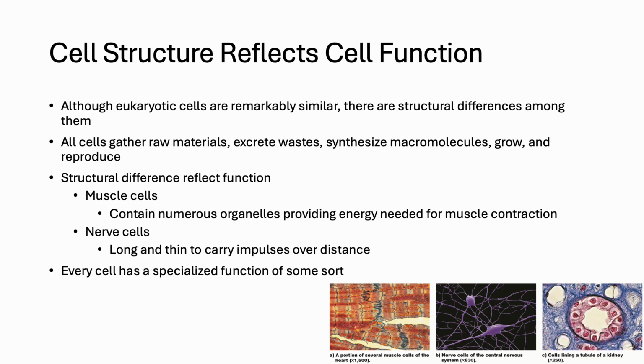These structural differences demonstrate an important theme in biology: form follows function. All cells must take in raw materials, remove waste, and synthesize macromolecules, grow and reproduce, but how they do so depends on their design. By examining structure, we can often predict function. This principle helps us understand not just healthy cells, but also what happens when structure is altered, as in cancer or genetic diseases, where abnormal form leads to abnormal function.